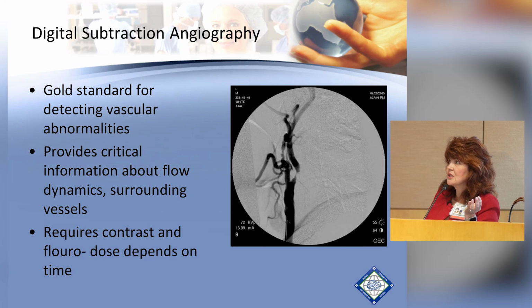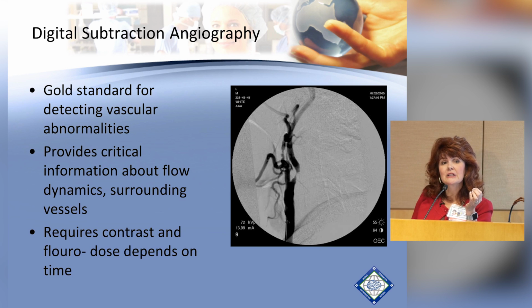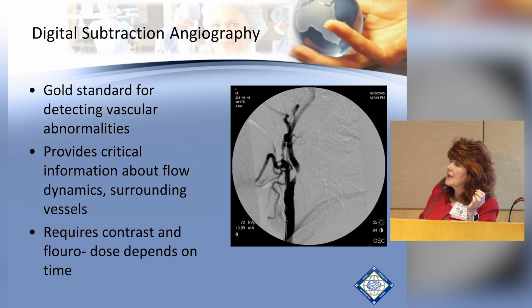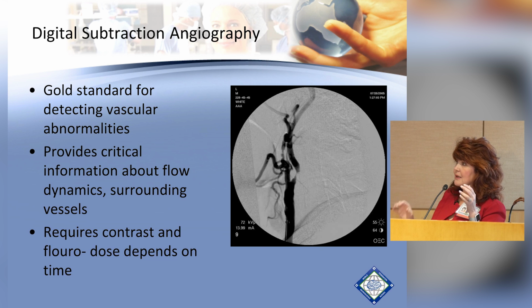Digital subtraction angio is actually when they make a little hole in the groin and go up with a catheter and shoot contrast into the vessels and look to see what's there. It's the gold standard for detecting vascular abnormalities, and it provides critical information about flow dynamics and the surrounding vessels.